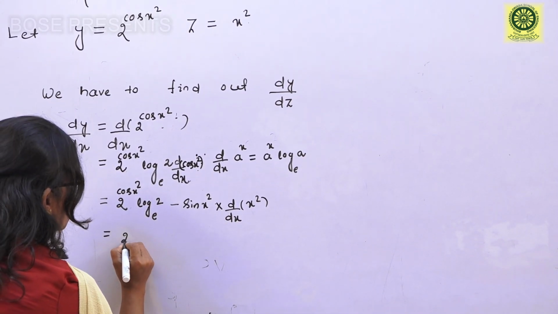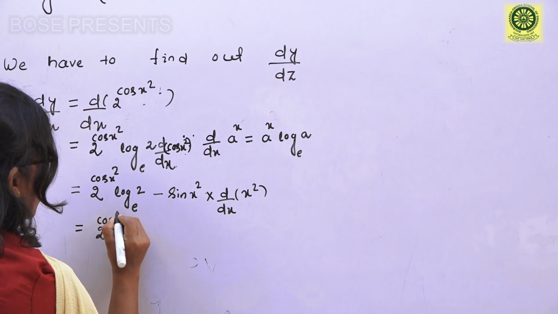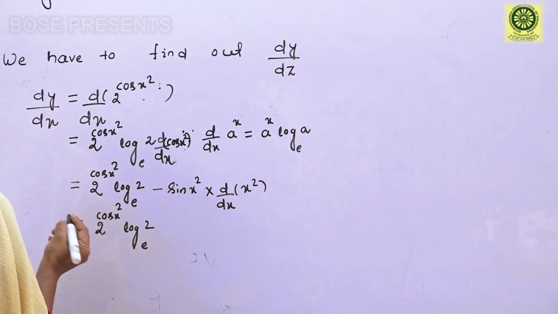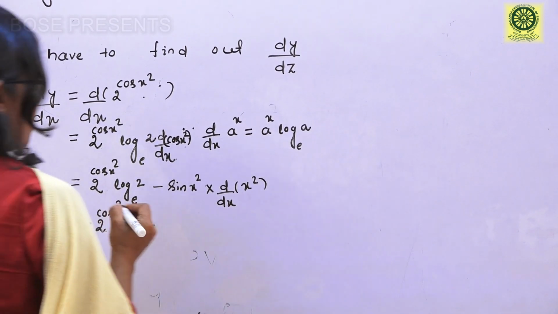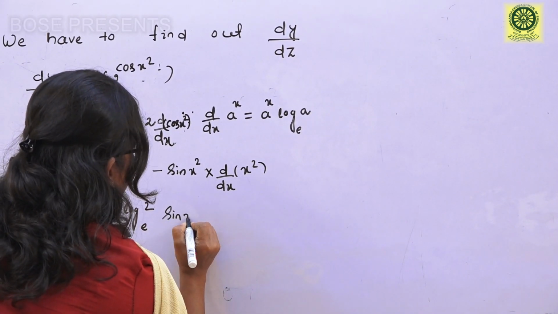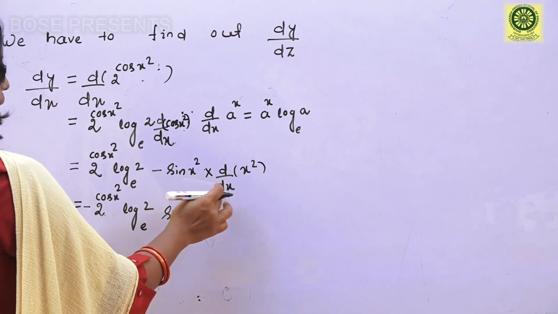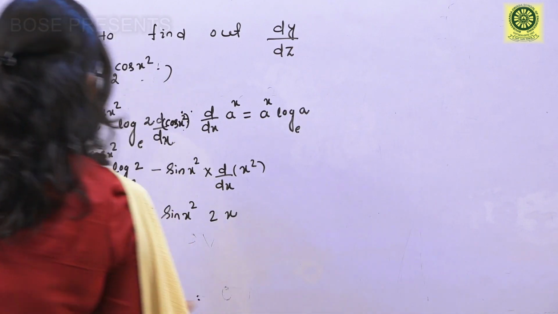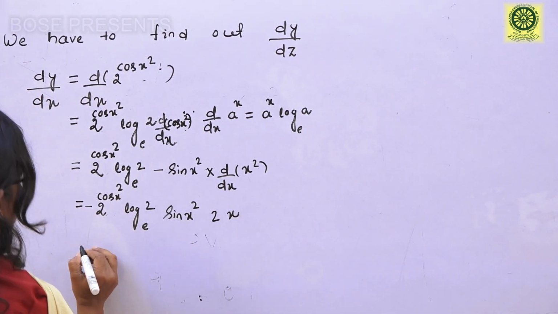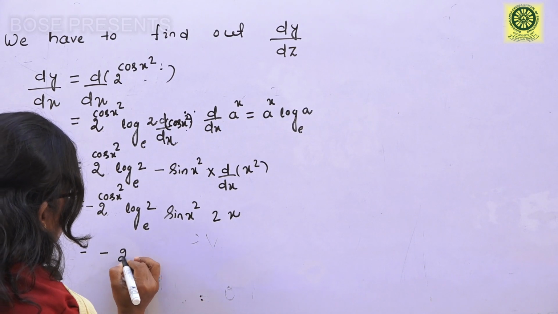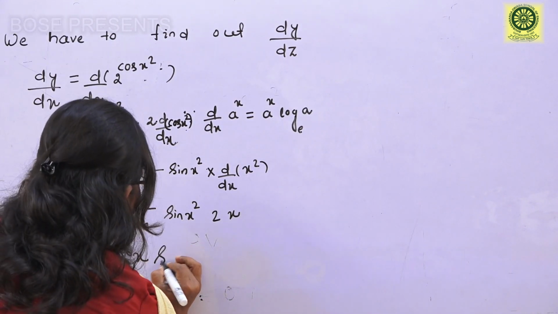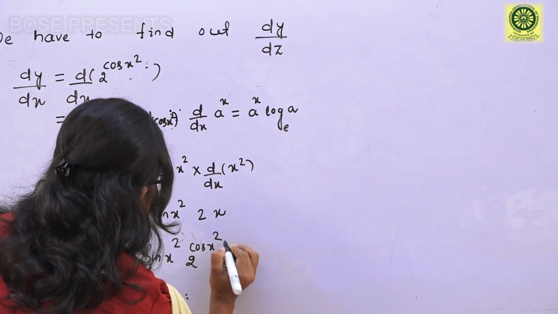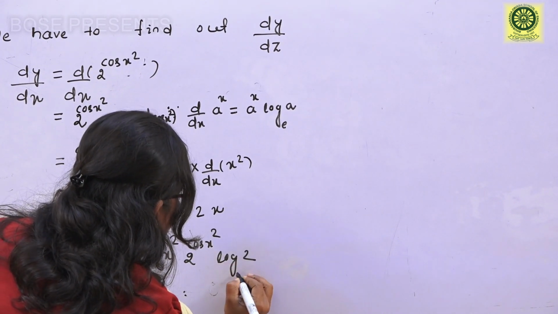Now this equals 2 to the power cos x square, then log 2 base e, here minus, so we take the minus sign, then sin x square, then d by dx of x square, that equals 2x. So dy by dx equals minus 2x sin x square into 2 to the power cos x square log 2 base e.